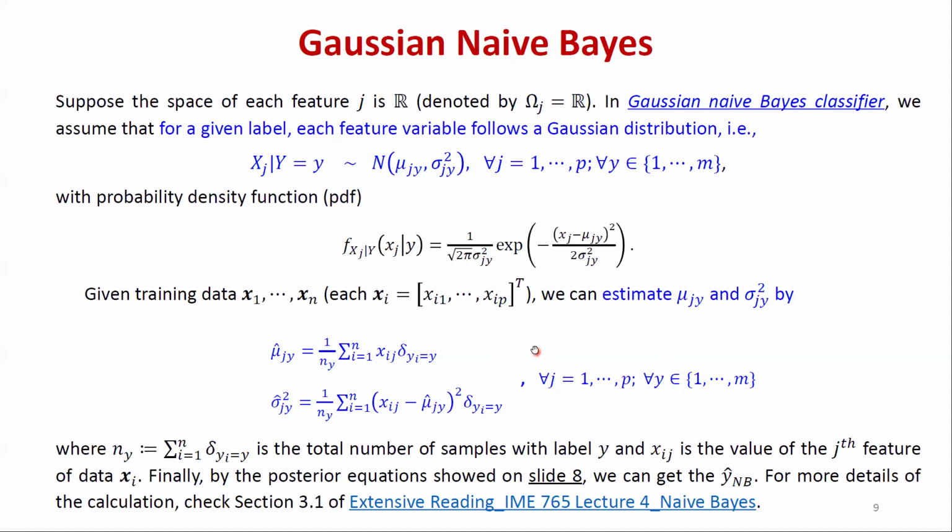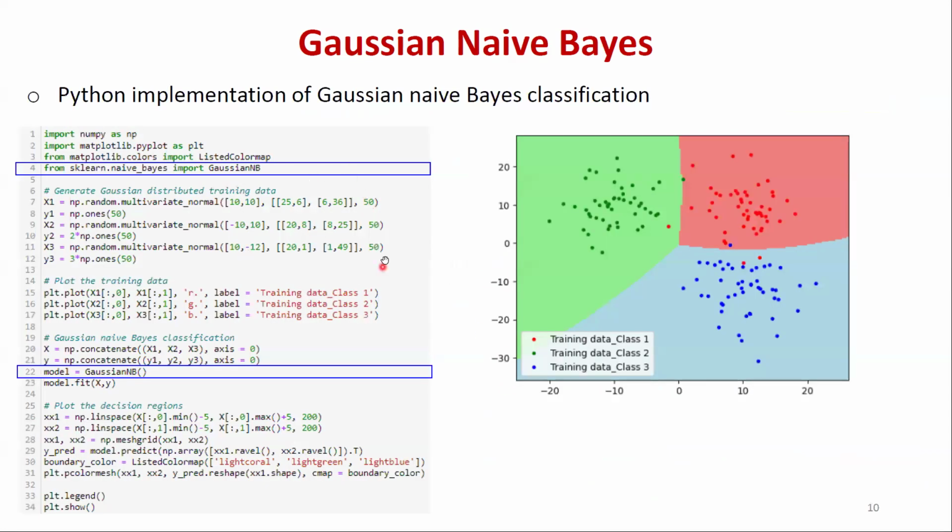So this is the Gaussian naive Bayes. The good thing is scikit-learn already has everything coded, so we can directly use it.